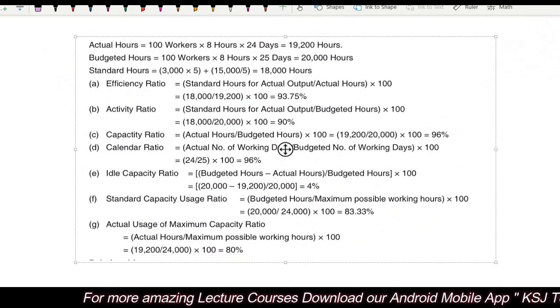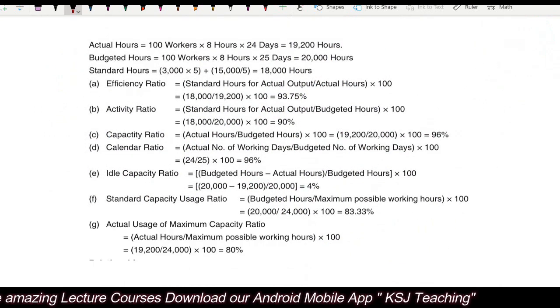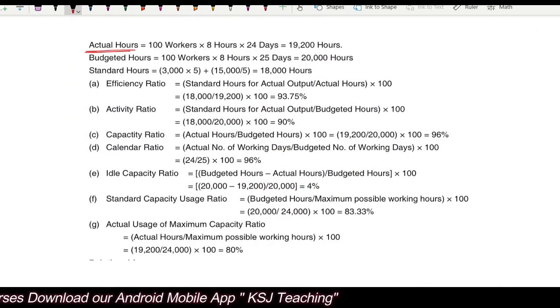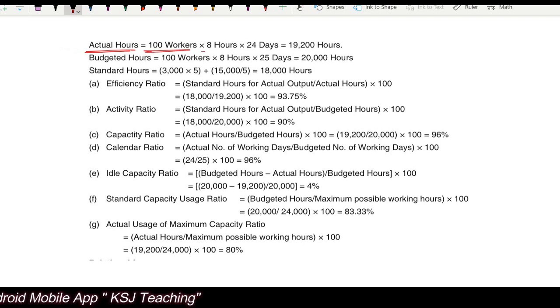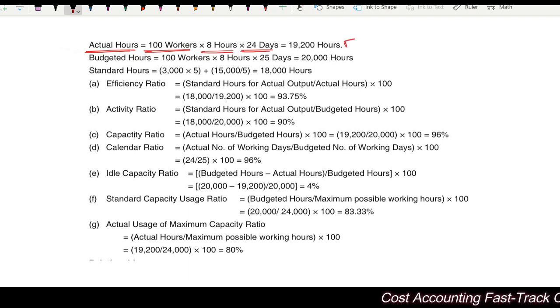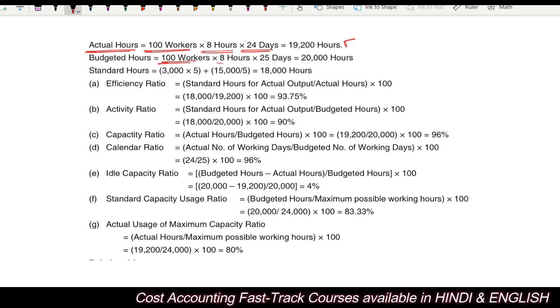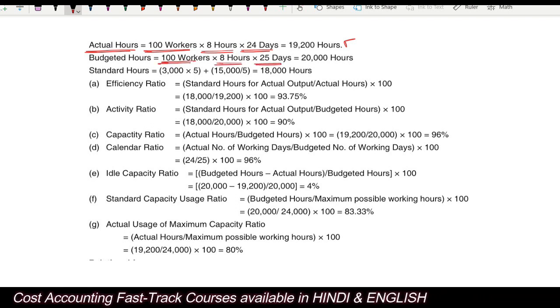Let's see. What is the actual number of hours? 100 workers are working for 8 hours in 1 day and the actual number of days they have worked is 24 days, right? 19,200 hours. This is the actual hours. What you planned for? Budgeted hours. 100 workers will be working for 8 hours and 25 days. So this is 20,000 hours.